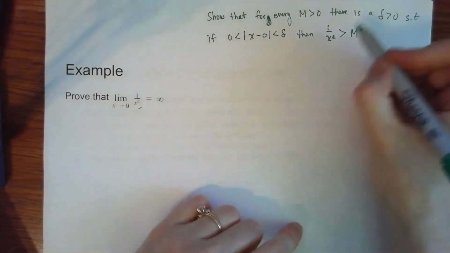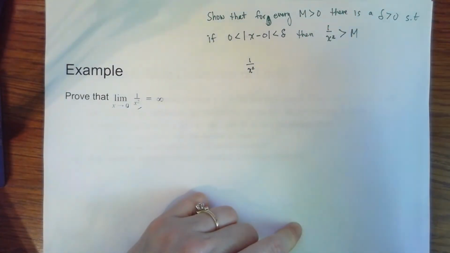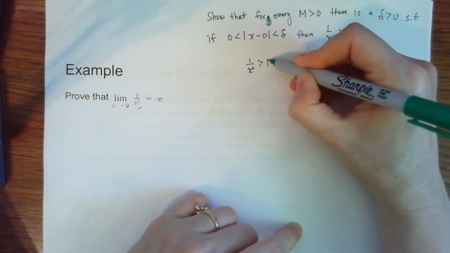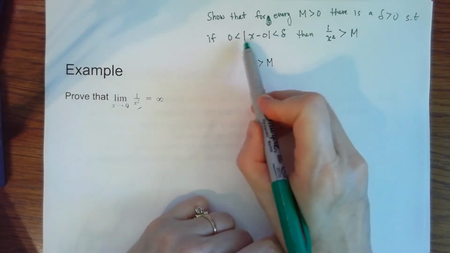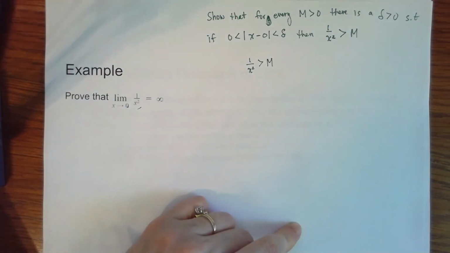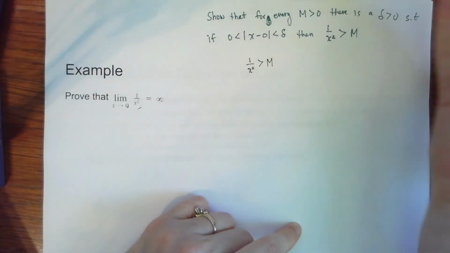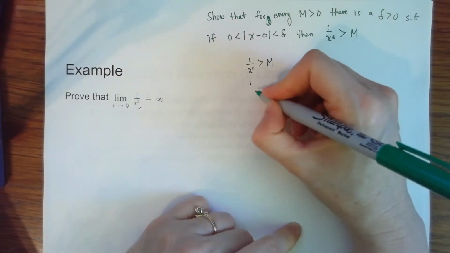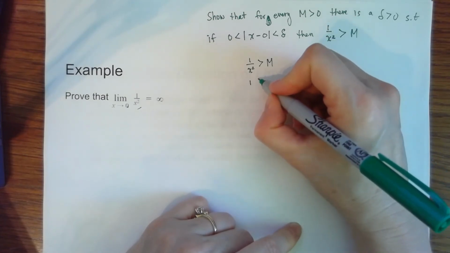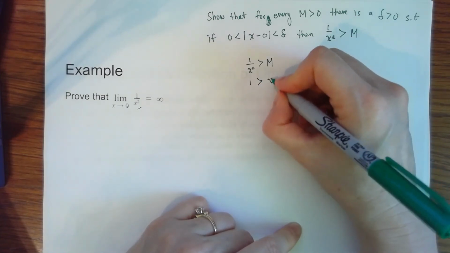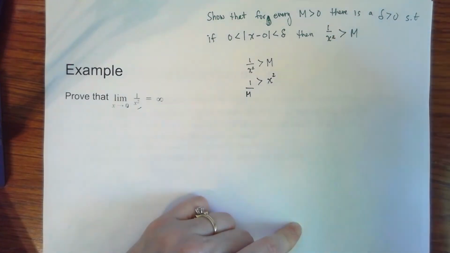All right, so I'm going to start with 1 over x squared has to be greater than m, and see if I can figure out what delta I'm going to have to choose from that. Since x squared is a positive number, if I multiply both sides by x squared, I would get m x squared, and then if I divide both sides by m, I'll get 1 over m over here.